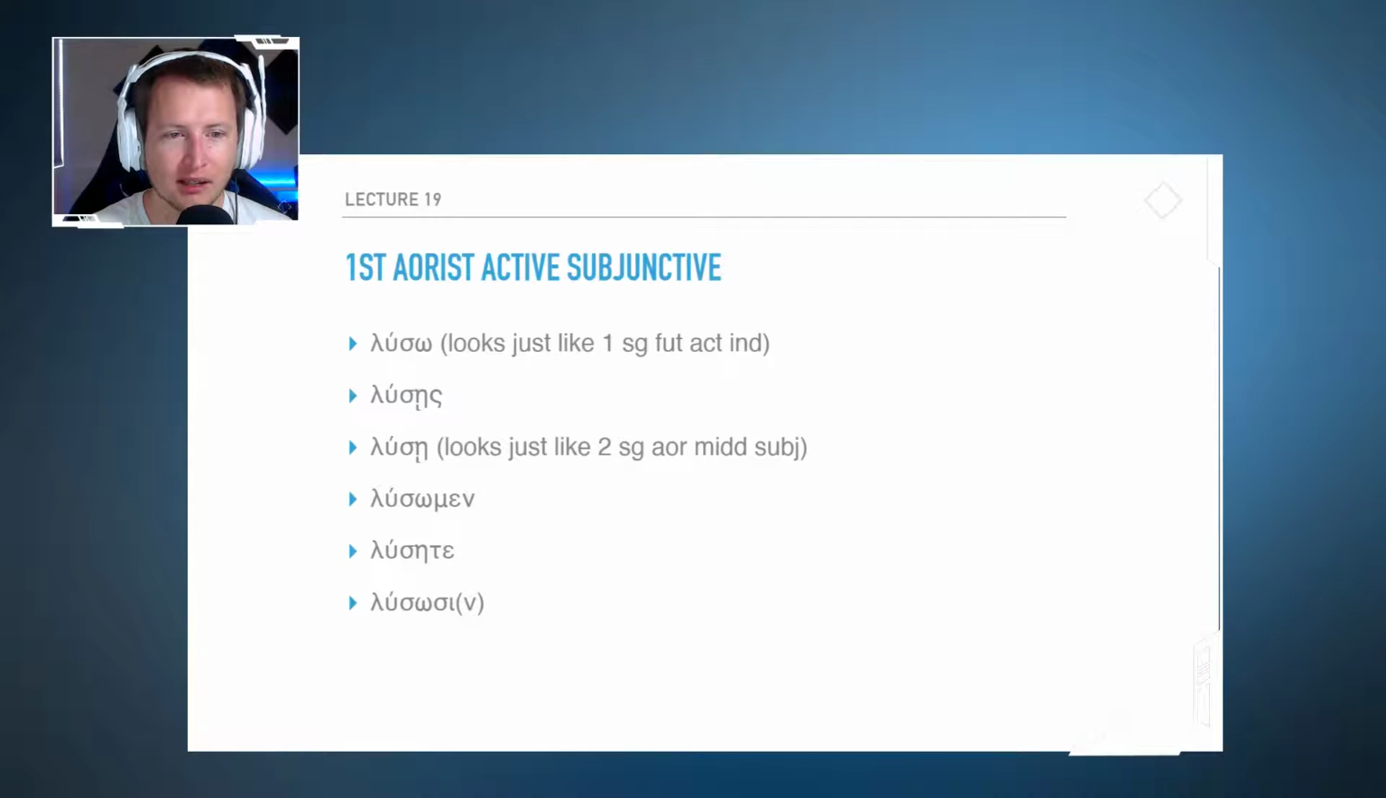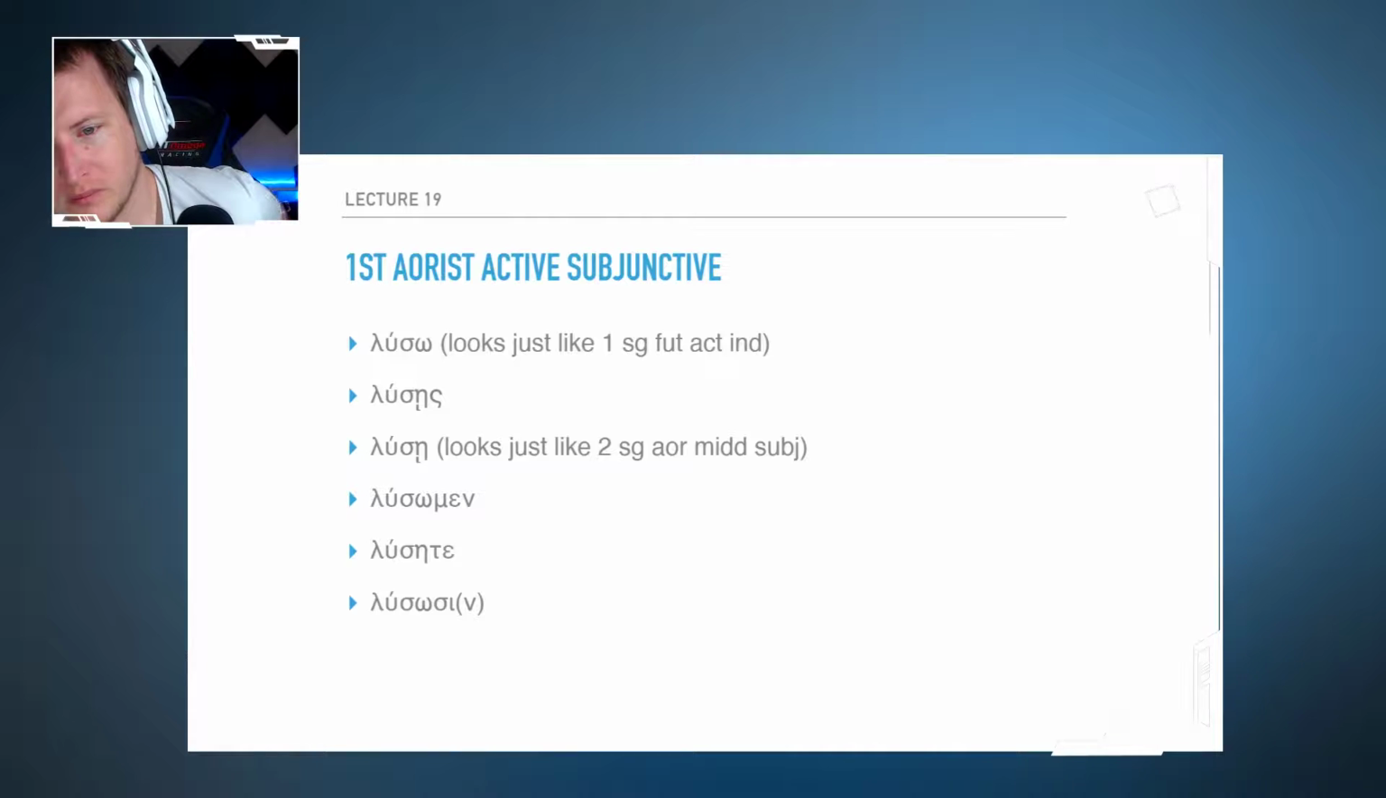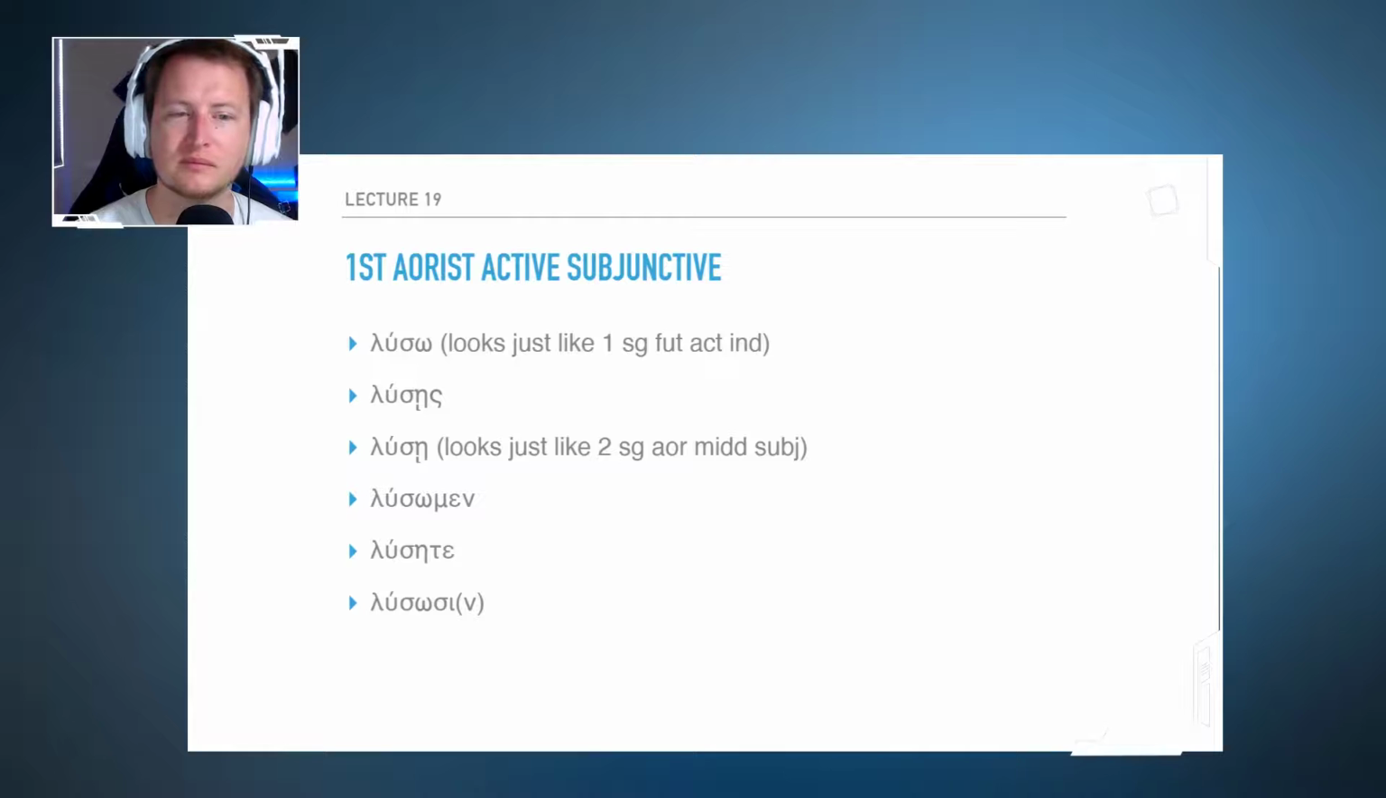So remember that. Once you get beyond the first person singular, though, it's all subjunctive. Lyseis, lysei, lysomen, lysete, lysosin. Now, just be aware that the lysei follows the same issue as before, where the third person singular aorist active subjunctive is identical to the second person singular aorist middle subjunctive. The passive will use the theta. That's a different matter altogether.